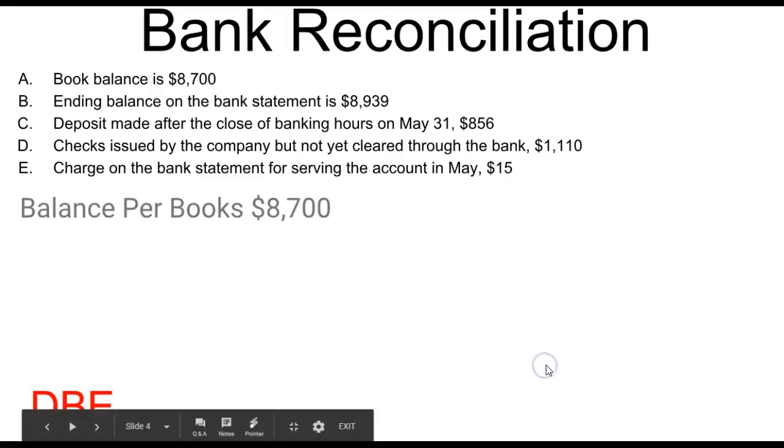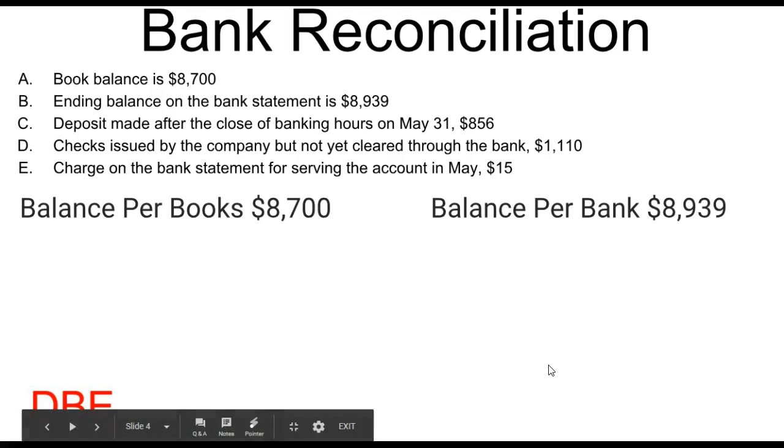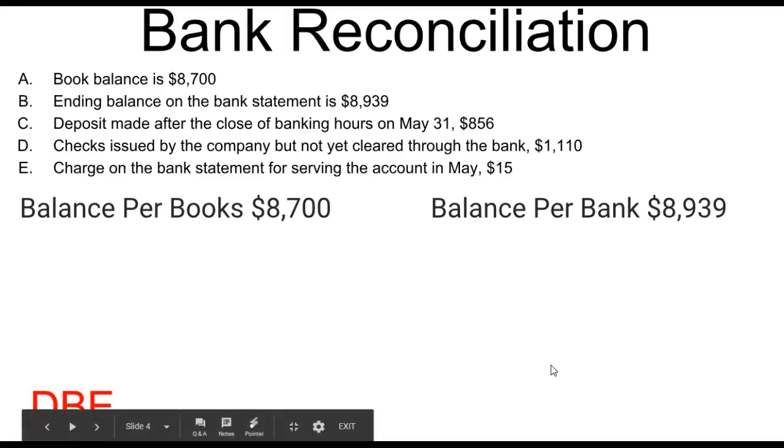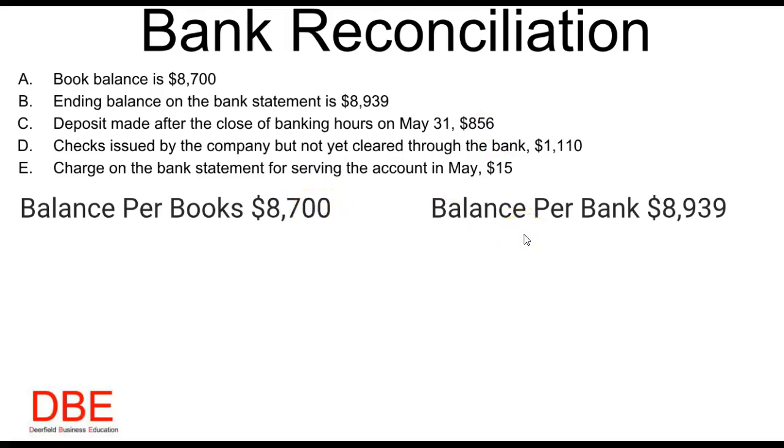Let's say my book balance at the end of the month was $8,700. The bank balance was $8,939. That tackles A and B. Now I go to C. I made a deposit after the close of banking hours on May 31st. The cycle ended on May 31st, so that deposit was not recognized on the statement. That $856 is recognized in my balance because I added the $856 in. So a deposit in transit is always added to the balance per bank.